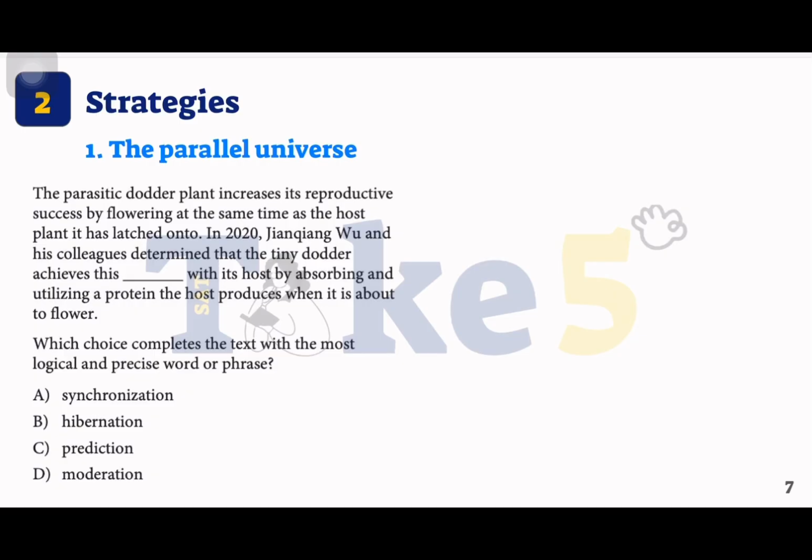So for this example, we see the pronoun this, indicating that this noun is already mentioned. To locate this information easier, check out for a second cue. We see that the word we need is something to describe the relationship of the tiny daughter with its host. So let's see how the same couple's dynamic is described in the previous sentence. We quickly see that the daughter and its host have a flowering at the same time kind of thing. So this must be what the blank indicates.